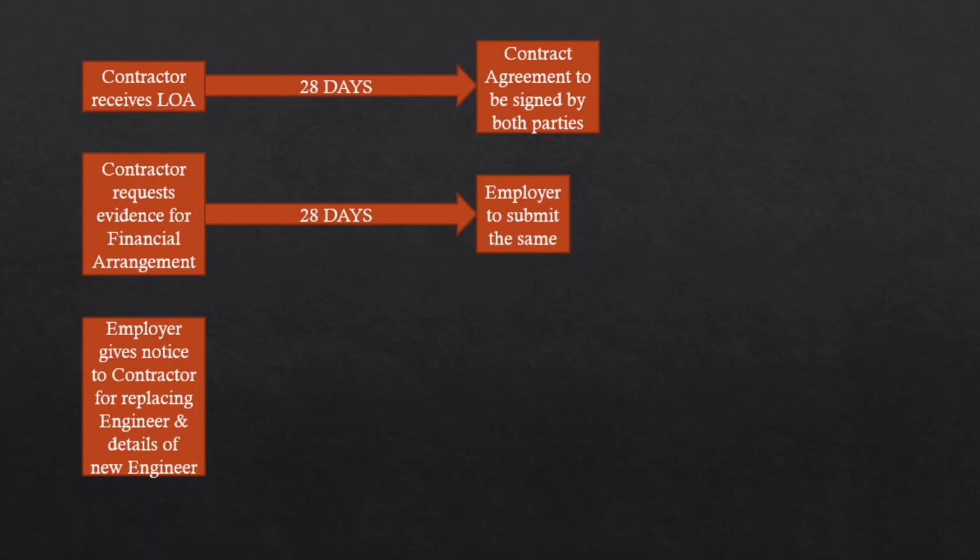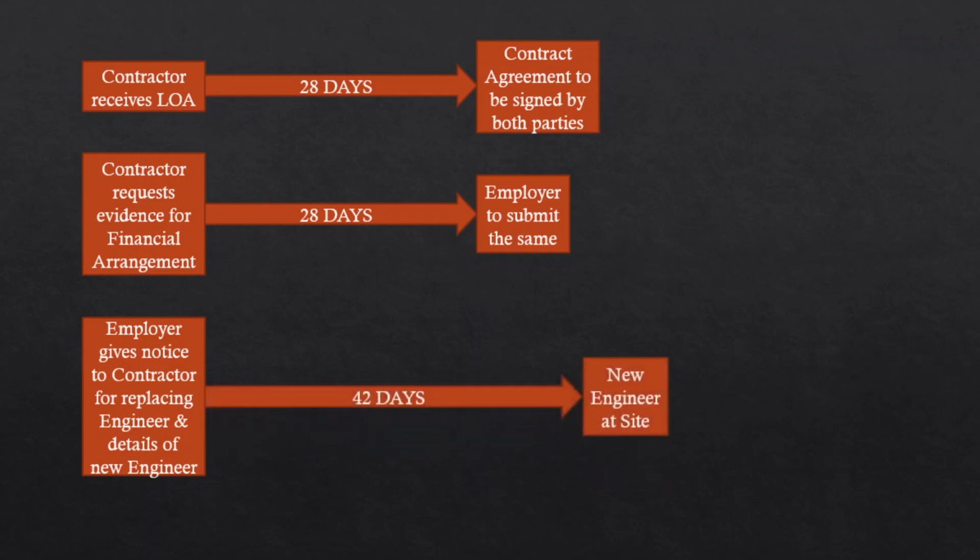Now next, the employer gives a notice to the contractor for replacing his engineer and details of the new engineer. This notice should be done within 42 days before the new engineer comes to site. So if the employer feels that the current engineer is not doing his duties or responsibilities properly, he needs to send a notice to the contractor that he is going to change the engineer, along with the new engineer's details.